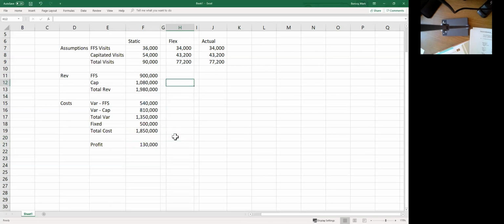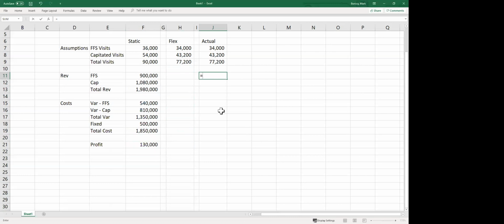So we were projecting $130,000 in profits. So what about actuals? Well, actuals, as it turns out, we earned $28 per visit for our fee-for-service patients. So that is 28 times the number of fee-for-service visits. That gives us 952,000.